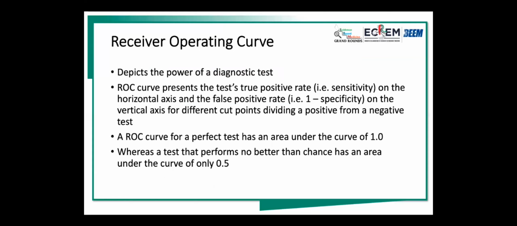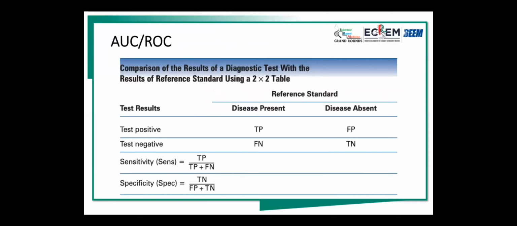In general, a ROC curve plots your true positive rate, which is sensitivity, against the false positive rate on the x-axis, which is 1 minus specificity. The larger the area under the curve, the better your test is. And if the area under the curve is only 0.5, that is a useless test. On the next slide here, this is a 2x2 table.